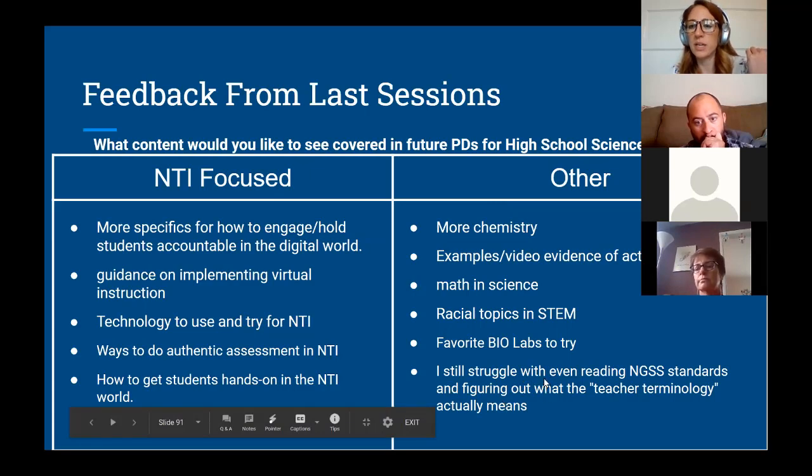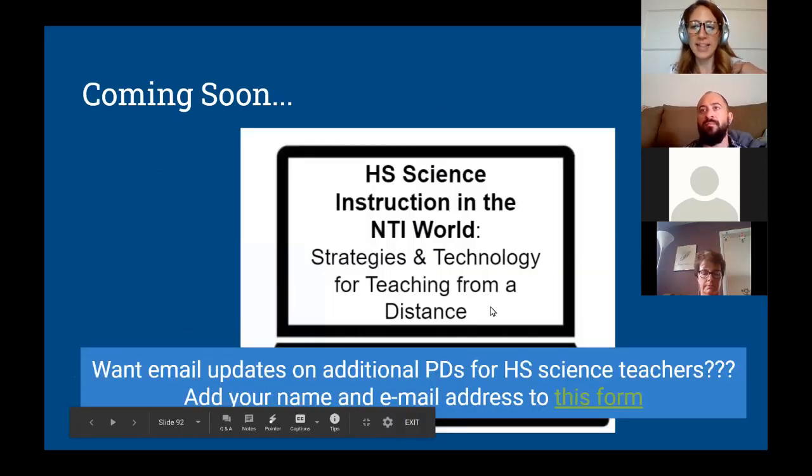I'm still struggling to read the NGSS standards. And so I'm hoping to have like an NGSS 101 for people who feel like they could really use some help with just dissecting those standards and understanding those better. And I plan to have another one later on about planning and designing activities around explanations and argumentation, but those haven't been set yet.